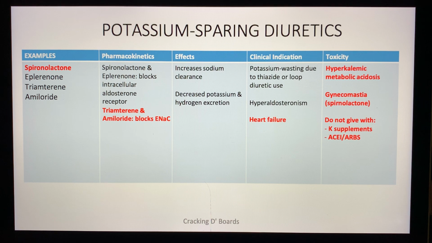Now, please be careful. When you give potassium-sparing diuretics, do not give them with potassium supplements, ACE inhibitors, or ARBs, particularly potassium supplements, or else you're going to end up having a hyperkalemic crisis.